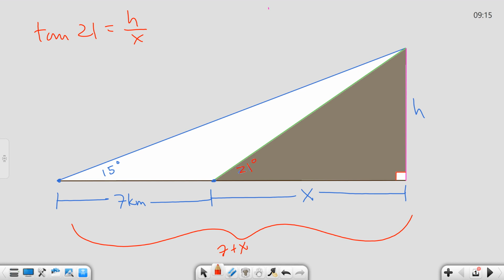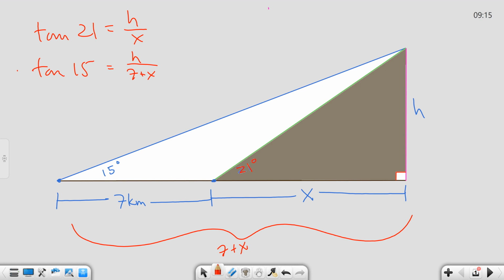Looking at the big triangle with the 15 degree angle, what equation do we get now? The tangent of 15 equals h over 7 plus x. Well done. Tangent of 15 is equal to h over 7 plus x. Is that equation solvable? No, not by itself, because again, two variables.